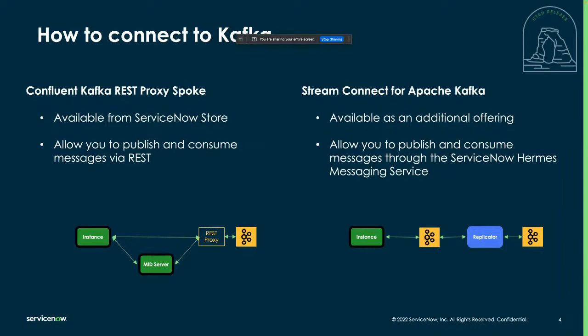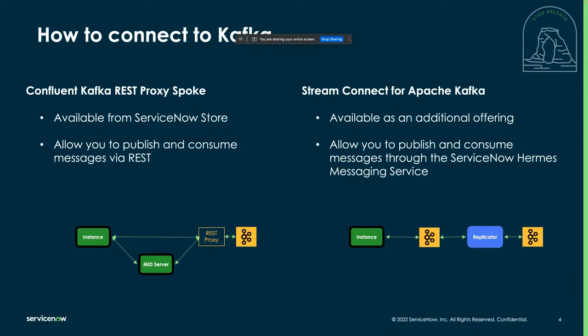So what I was talking about here is that we have two different ways to connect to Kafka. If we go back in time to the ServiceNow San Diego release, we released a spoke called the Confluent REST proxy on the ServiceNow store. And we released an application called ServiceNow Kafka Consumer, which uses the spoke to read data and write data between Kafka and ServiceNow.